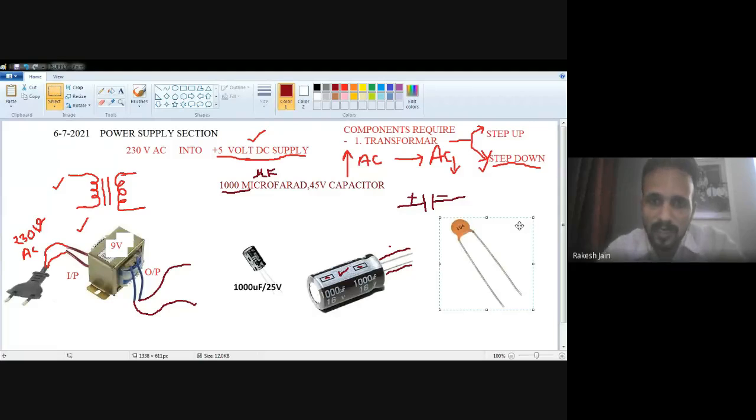One more example of a large size non-electrolytic capacitor. This is a non-electrolytic capacitor. One more example: we know that in a room fan, or the motor we use at our home, or the cooler, there is a white color, large size capacitor. That is also a non-electrolytic capacitor, because no plus and minus is there.